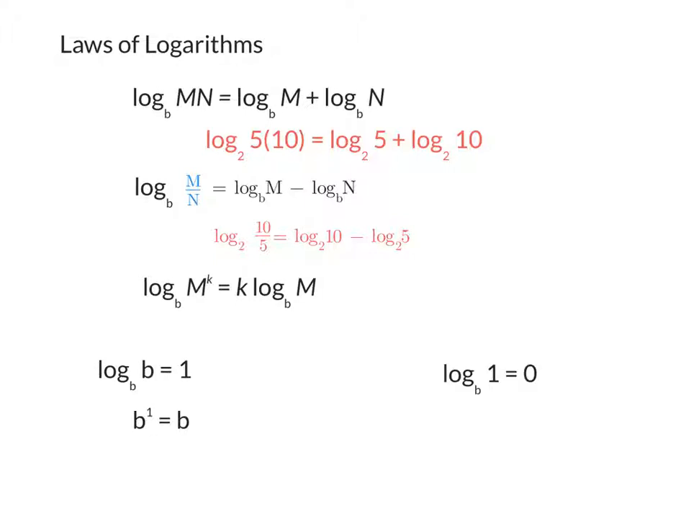And the second of these is that the log to the base b of 1 is equal to 0. And again, if you would convert this to the exponential form, you would simply have b to the 0 equals 1, which is obvious. Any number to the 0 power is equal to 1.